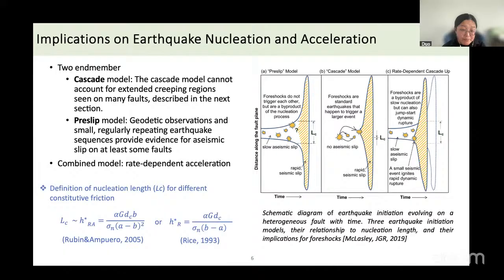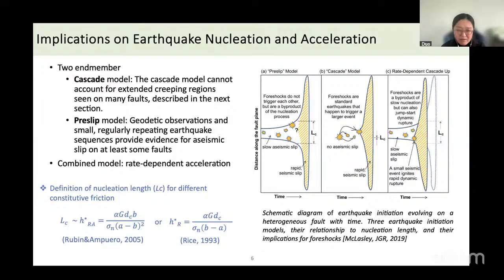It can have different definitions, but they are all proportional to the shear modulus and the critical characteristic slip distance of the rock, and inversely related to A minus B. A and B are the key parameters in rate and state friction and the effect of normal stress. So it's purely dependent on the material itself instead of the slip rate of the fault or other dynamic influences.